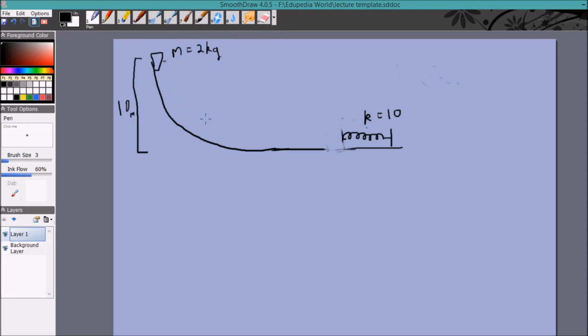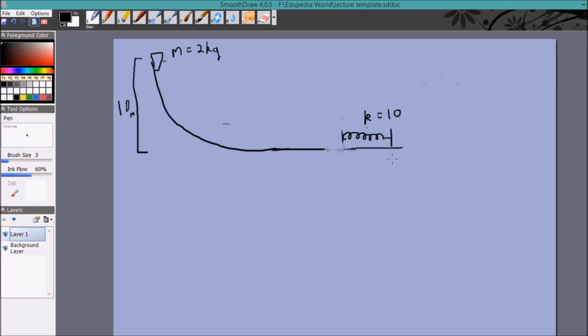This is going to come down with some speed. With what speed we just calculated, root 200. It is going to touch this spring. It is going to start compressing this spring. The spring is going to be compressed to some extent. Then the spring is going to start extending and it will go back up. And if there is no friction at all, it will just move to and fro between these points. What I am asked is, what is the maximum compression of the spring, right?